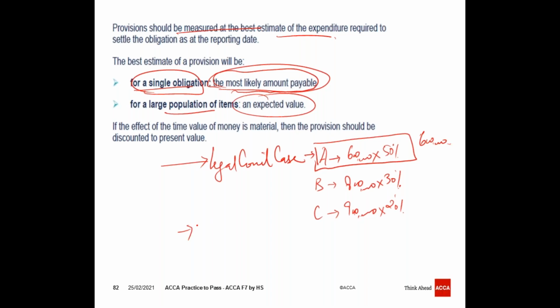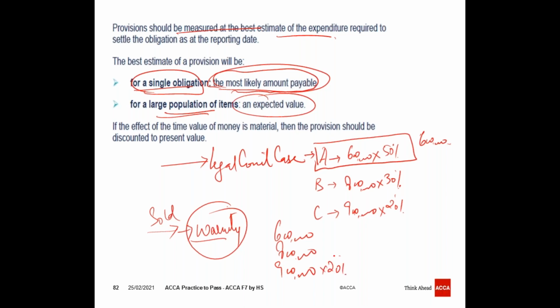But if the situation is for a warranty, you know that I have sold a lot of products. For example, Apple has sold so many cell phones, and Samsung has sold so many cell phones to customers. So they give warranties on their products. The claims for the warranty can be in a large population. So these are large population situations. The expected obligation could be 6 lakh, 8 lakh, or 9 lakh. There are 20% chances that you need to pay 9 lakh, 30% chances that you need to pay 8 lakh, and 50% chances that you need to pay 6 lakh. So the provision should be made at the expected value.